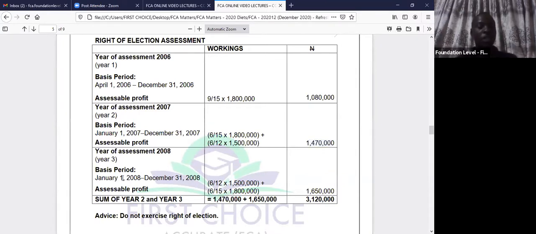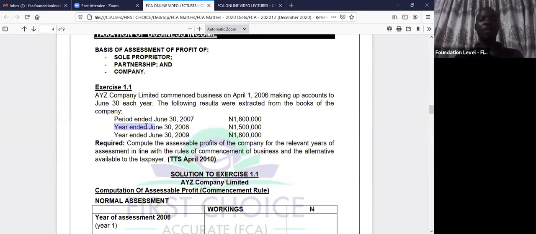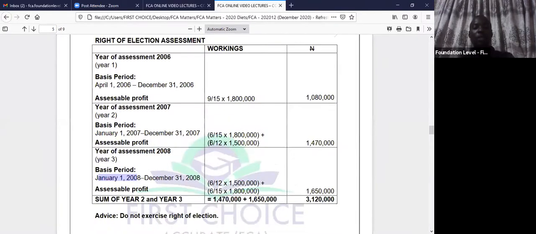You now go to the year 3. You are looking for January 1 to 8 account. Where can you find it? Of course, you can find it in this second period, because from January 1 to June 30th to 8, that's 6 months. So we are taking 6 months out of 12 months here. Then the remainder of July to December is taken from here. Another 6 months out of 12. So 6 months out of 12 plus 6 months out of 12. That gives you 1,650.